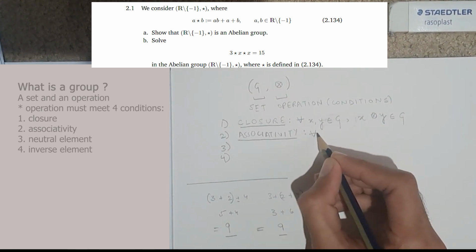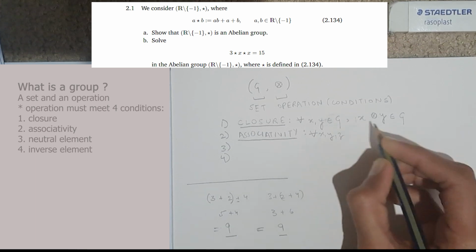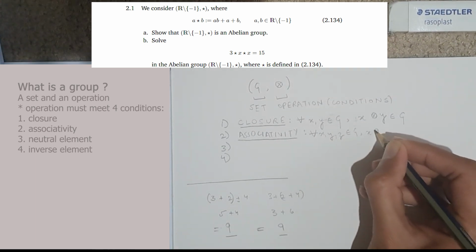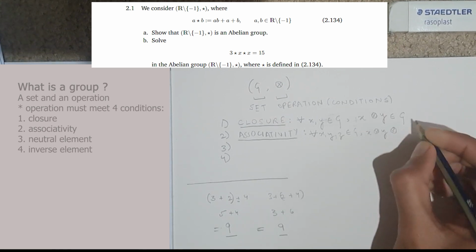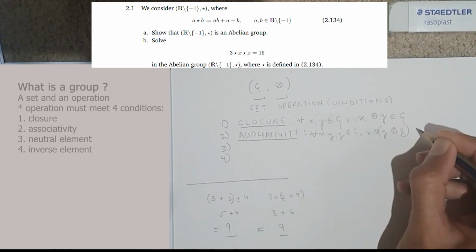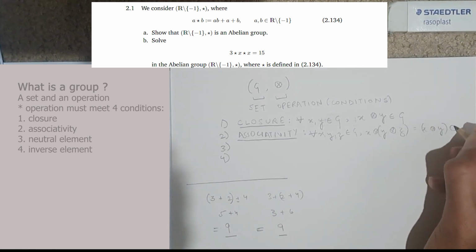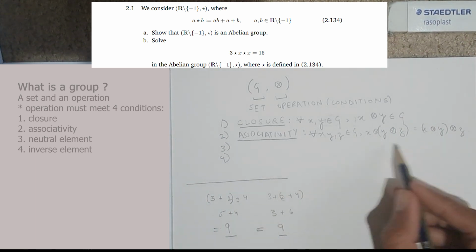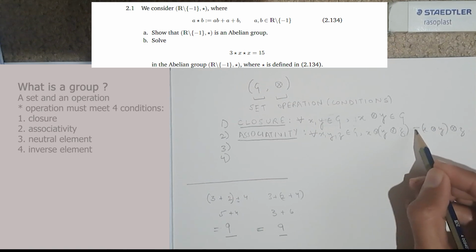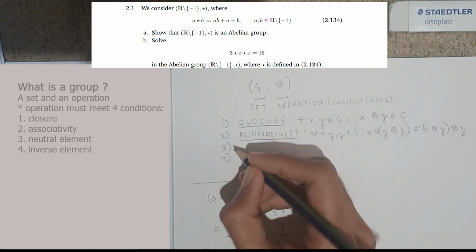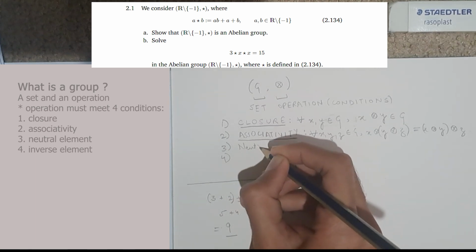So you can say for all x, y, z in G, this is the same as this. That is, an association does not change the value, it is still maintained. It's a mathematical way of writing it. There's another thing, neutral element.